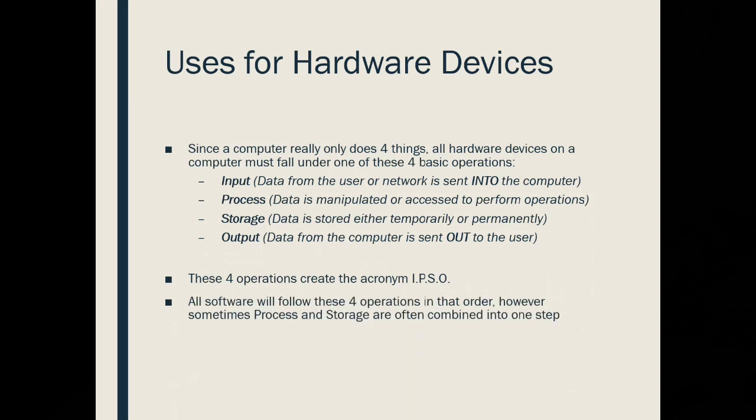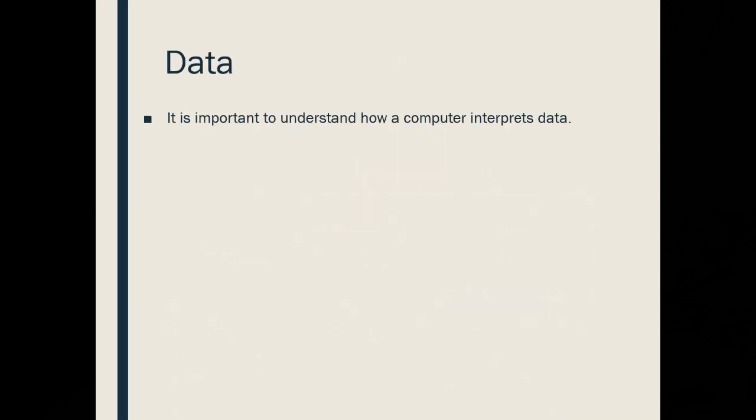So all software will follow these 4 operations in that order. You're going to give it some data, it's going to change and manipulate that data in some way, it's going to store the result, and then it's going to give you feedback. That's what programs do. More complicated programs will do this millions, maybe even billions of times in a single program. Simple programs may only do it once. It depends on what you're building.